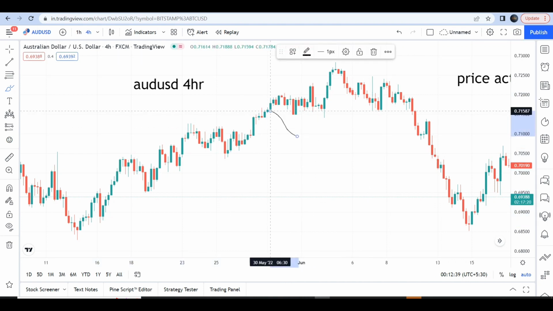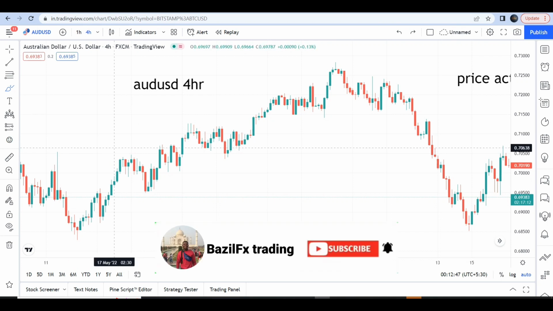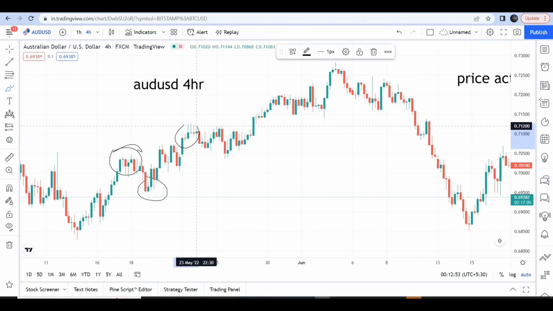First of all, we have to identify the higher highs and higher lows that the market forms. As you can see, this is a higher high right here. Then this is a higher low. Then this is a higher high. Then this is a higher low right here. And this is a higher high.